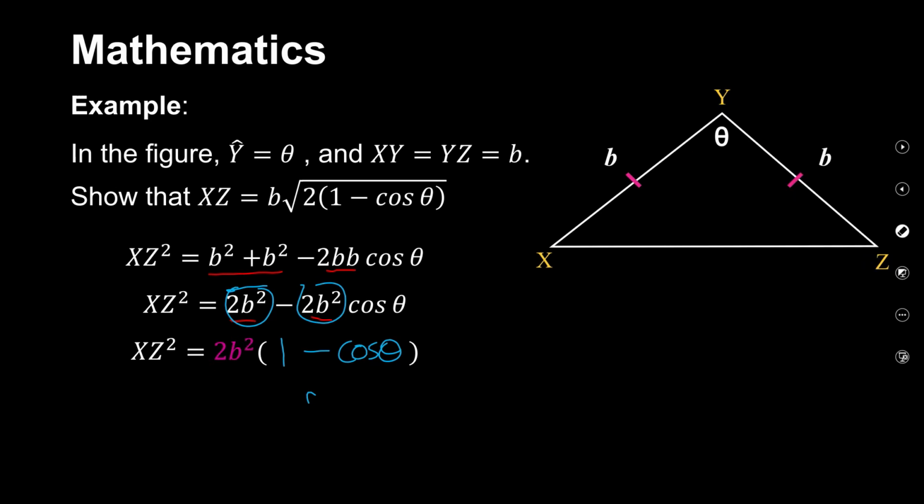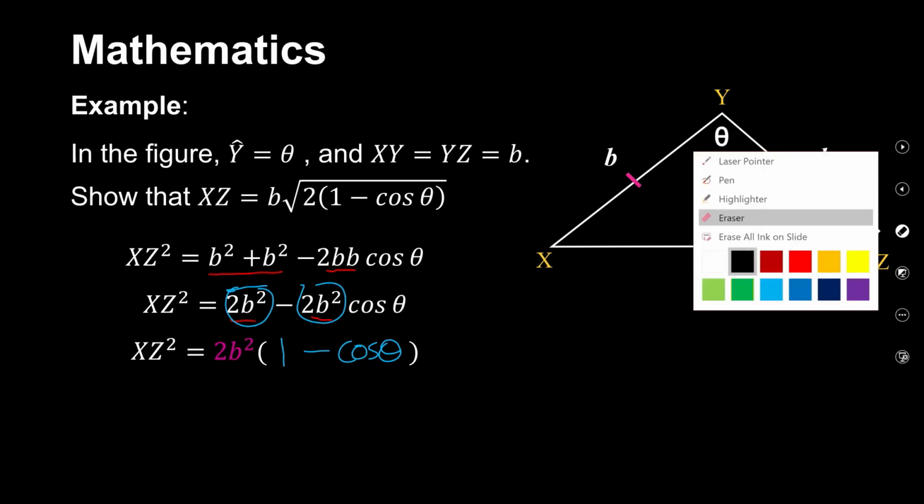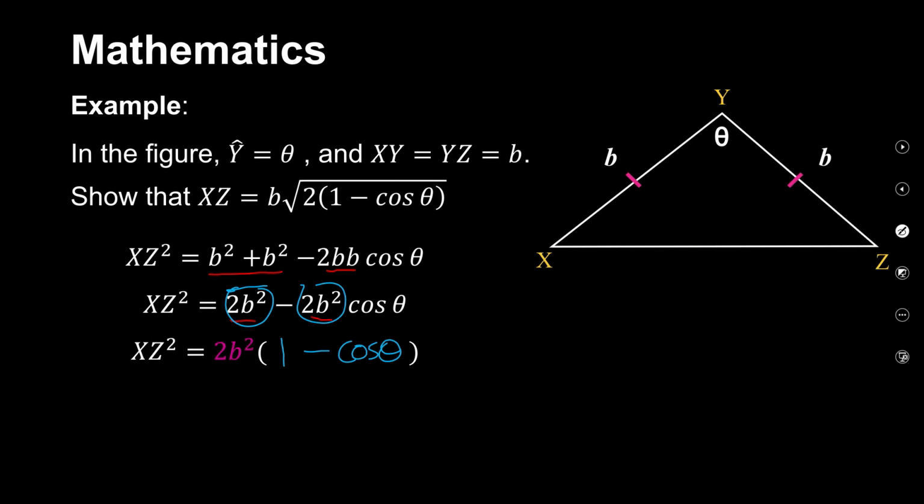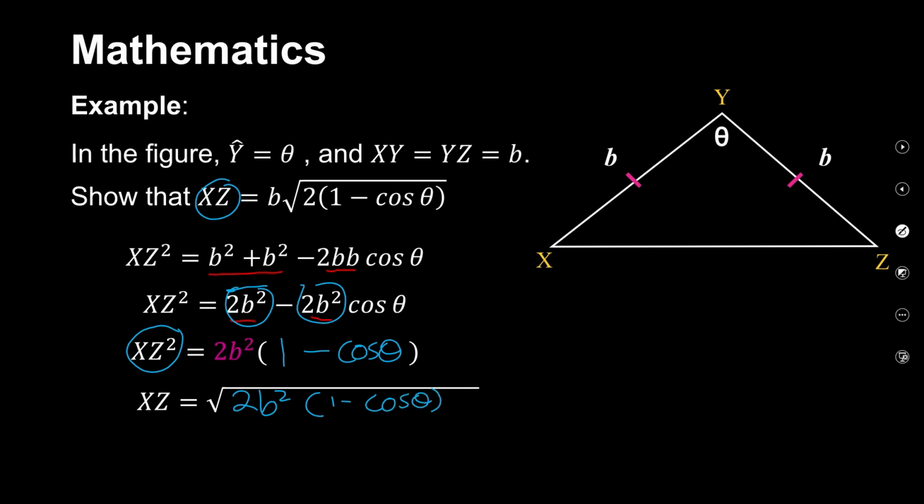Let me just get rid of this. Okay. Now, remember, we're not looking for xz squared. We are looking for xz. So we have to find the square root of this whole right-hand side. So let's find the square root of the right-hand side. If we find the square root of the right-hand side, we're going to put everything under the square root. So it will be 2b squared into 1 minus cos of theta.